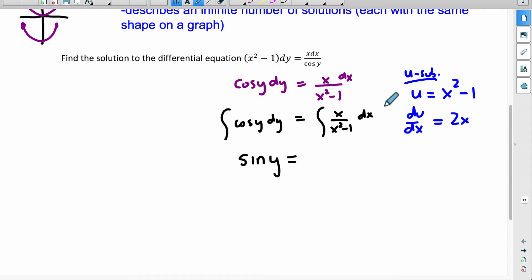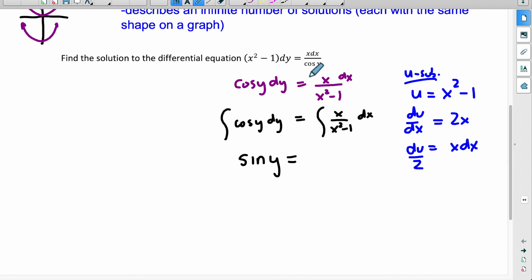But we want to end up with this x dx, right? We want to just have du here, and we want to just have x dx so we can replace it. So we'd like to get rid of that 2 on this side as well. Why don't we divide by 2? So you get du over 2.